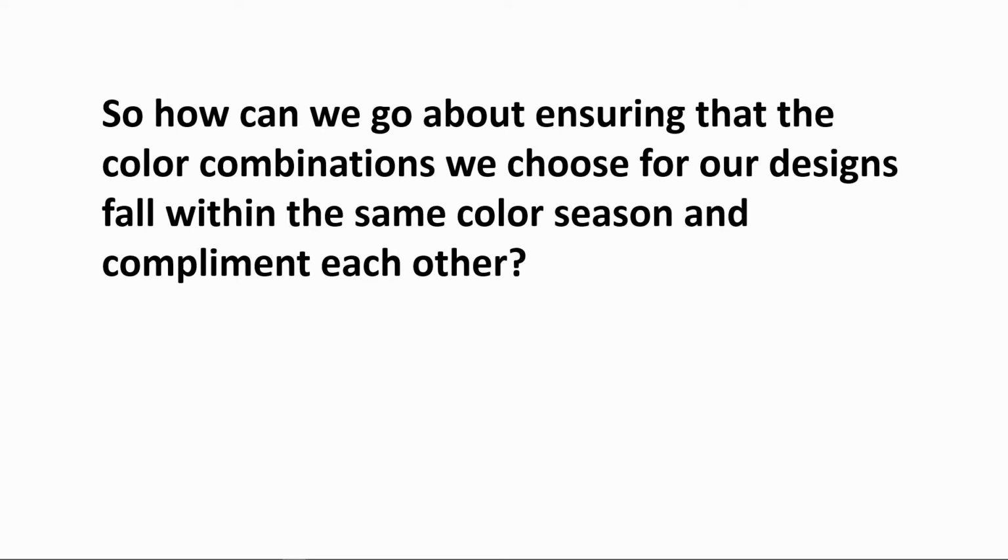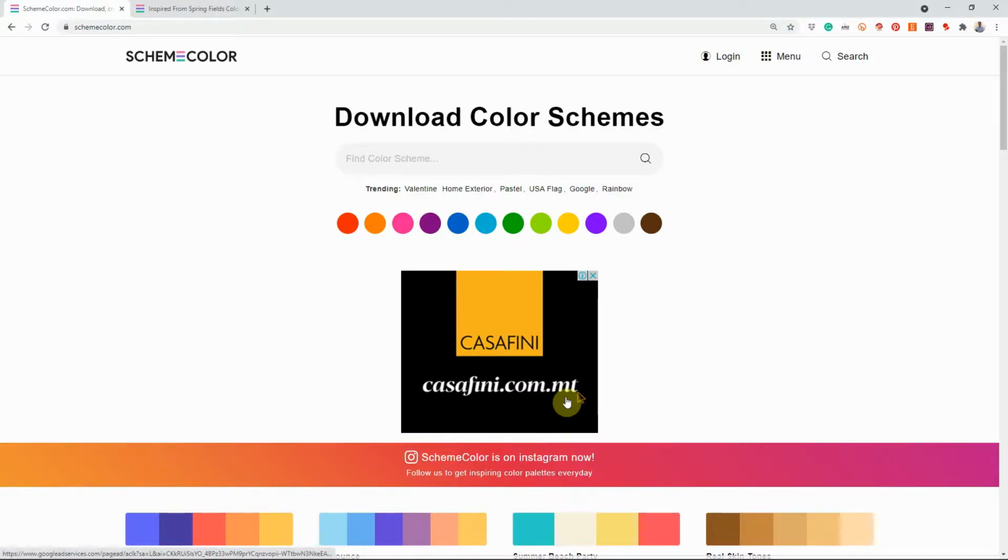So how can we go about ensuring that the color combinations we choose for our designs fall within the same color season and complement each other? In order to do that, there is a website called schemecolor.com. Again, I'm not affiliated with this website. It is, however, a website that I have been using for a number of months now, and I find it absolutely amazing. Why? Because it helps to take out the guesswork of color combinations when I'm doing my designs.